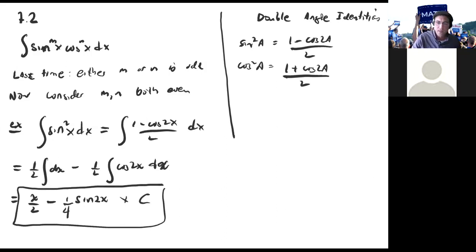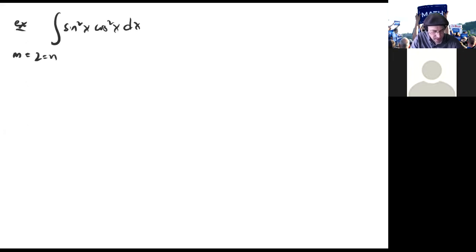Okay, so let me save this whiteboard. Okay, let's do another example. That will be the integral of sine squared x cosine squared x dx. So both powers, this is the case m equals 2 equals n. And we appeal to the trig identities. So sine squared x is 1 minus cosine 2x over 2. And that's multiplied by cosine squared x, which is 1 plus cosine 2x over 2. And then we get a dx.